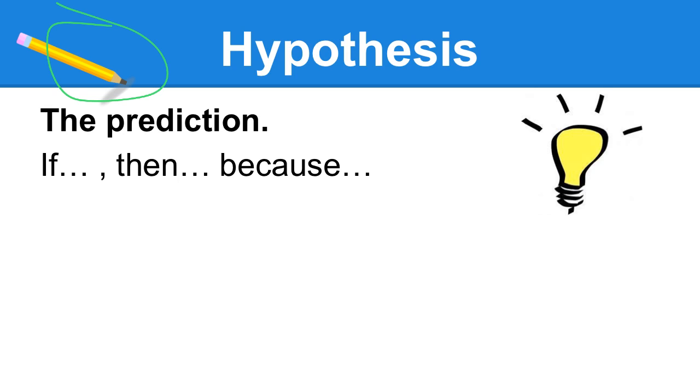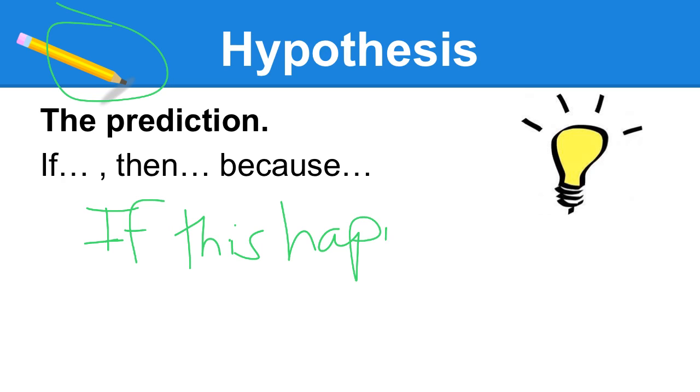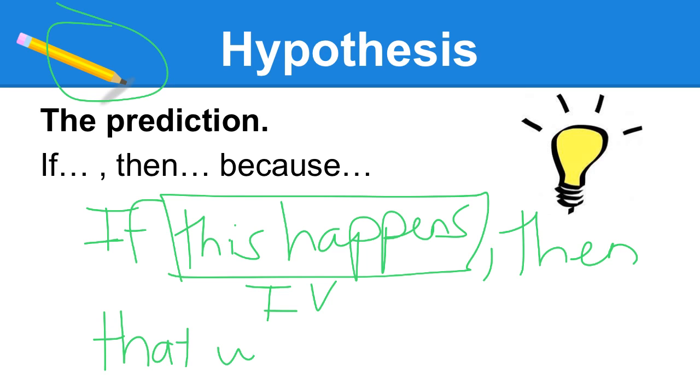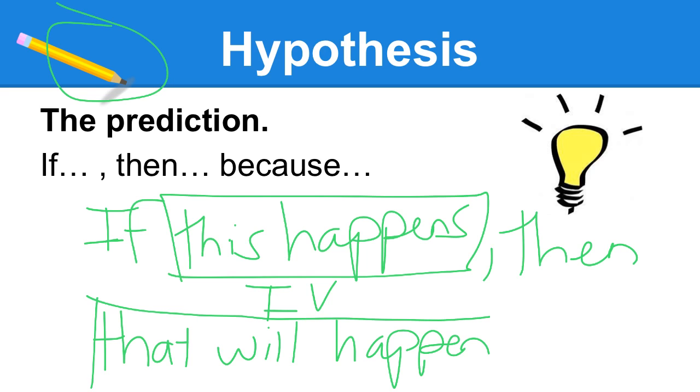The hypothesis is basically your prediction. It is an if-then statement. So for example, if this happens, this happening being your cause or your independent variable, then that will happen. Okay, that being your dependent variable.